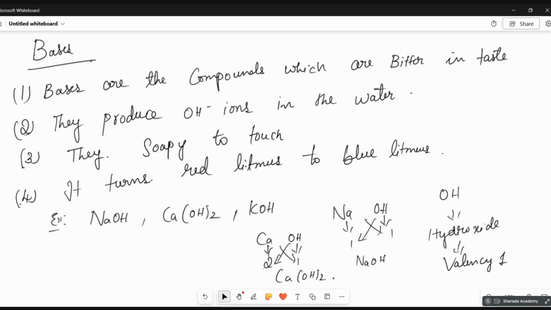So, bases are the compounds which are bitter in taste. They produce OH minus ions in the water, and they are soapy to touch. The soaps we use are also bases. They are soapy to touch, and also it turns red litmus to blue litmus. Since it contains OH minus ions, we call it a base. So NaOH, calcium hydroxide, KOH, all these are bases.